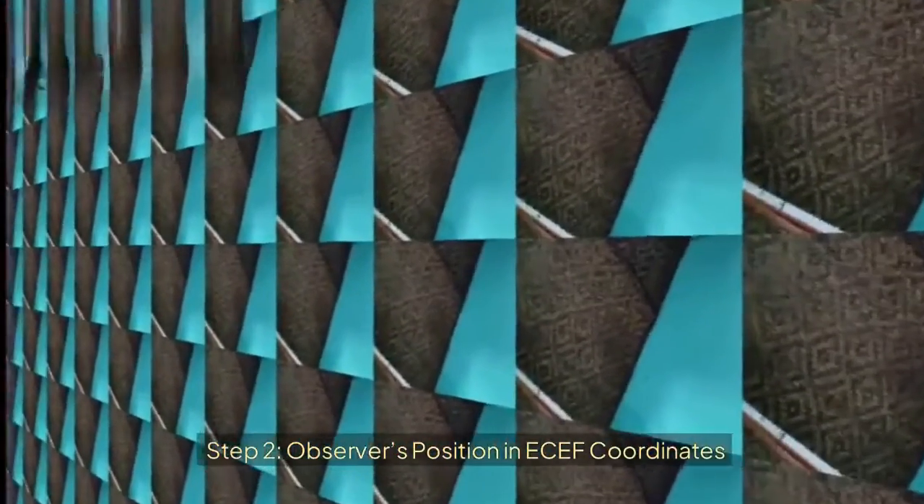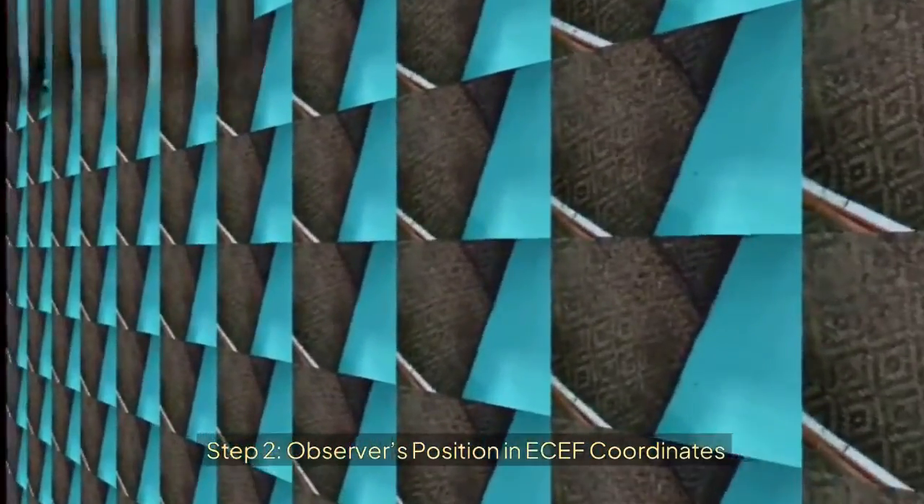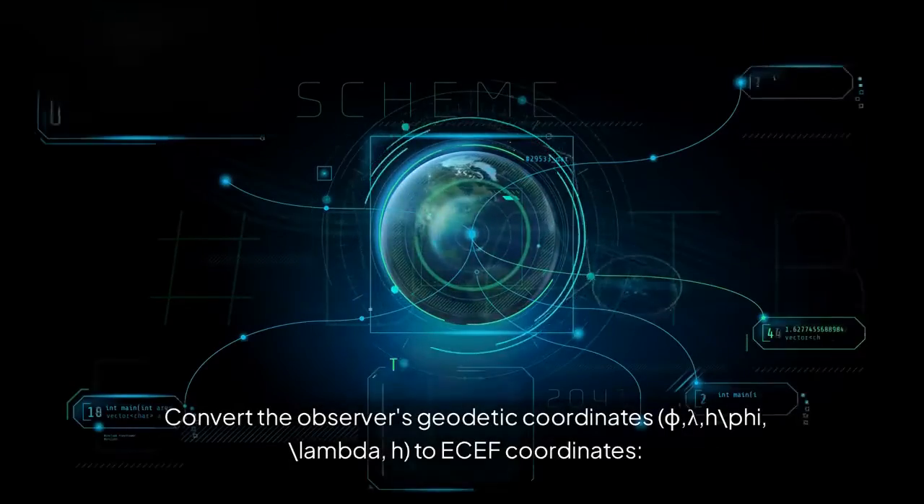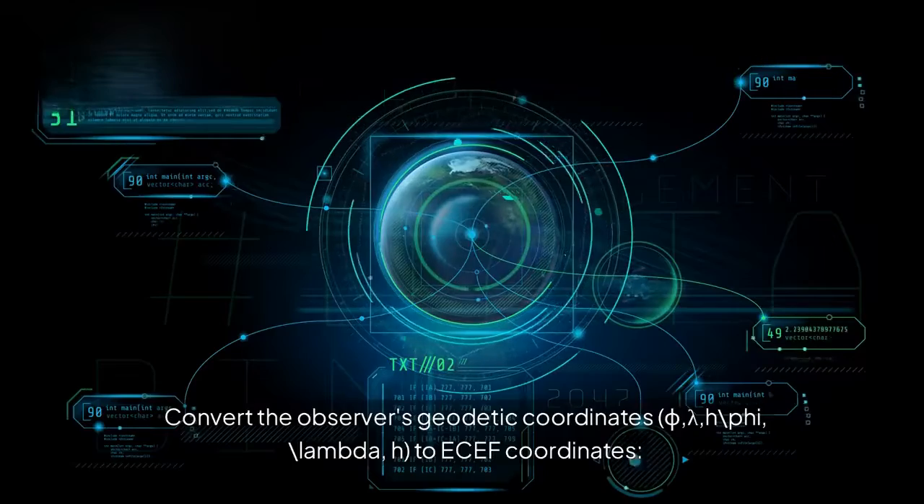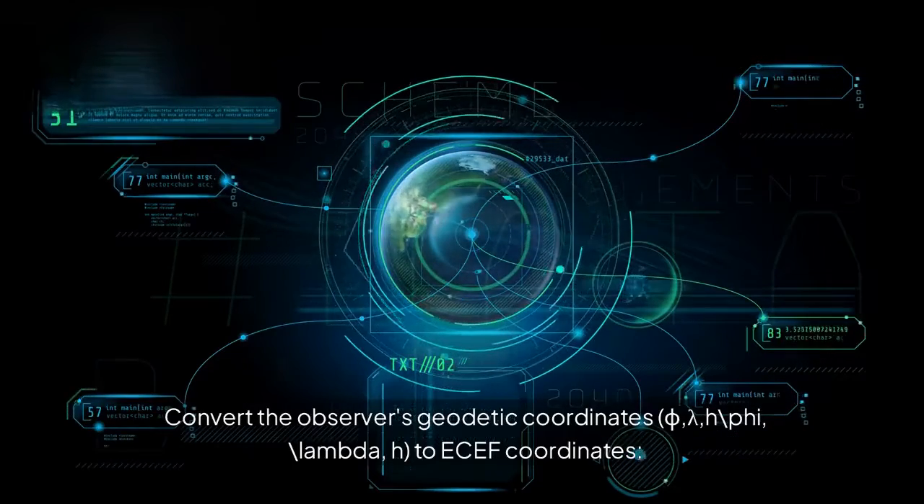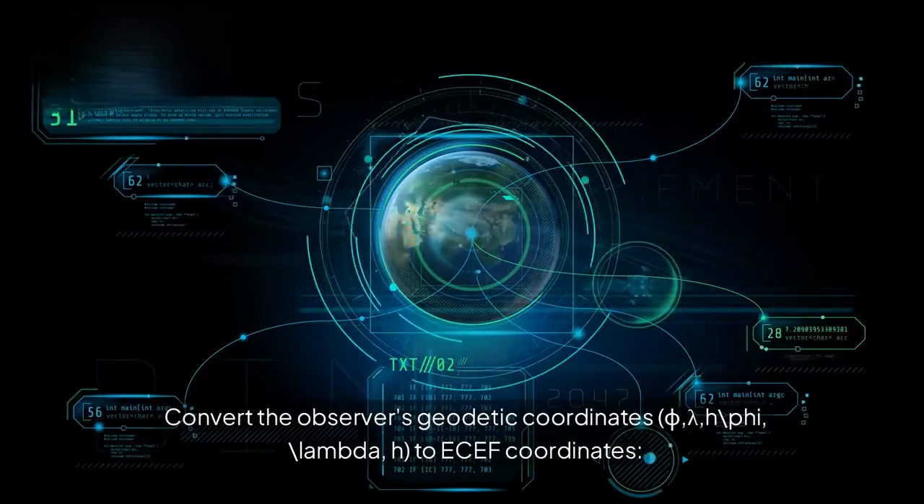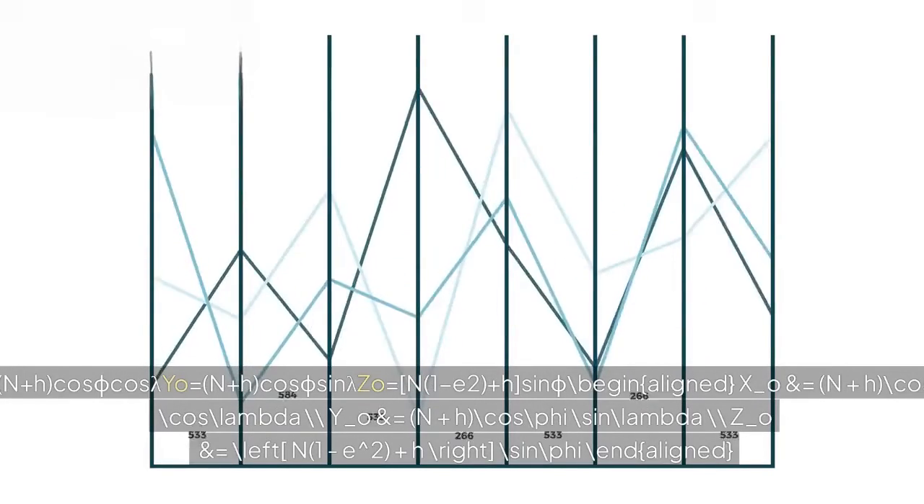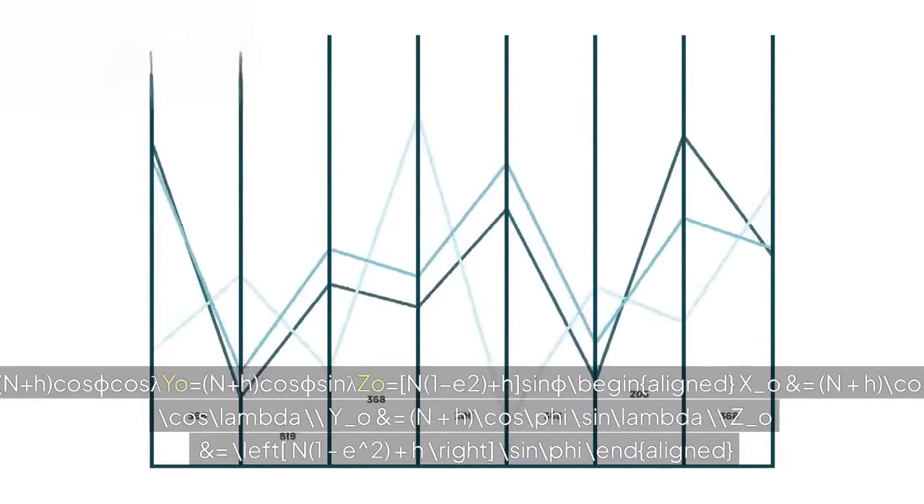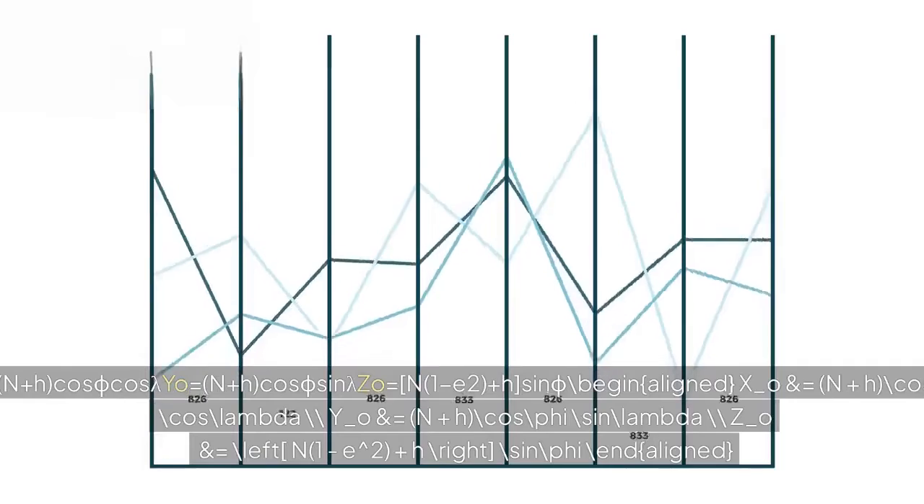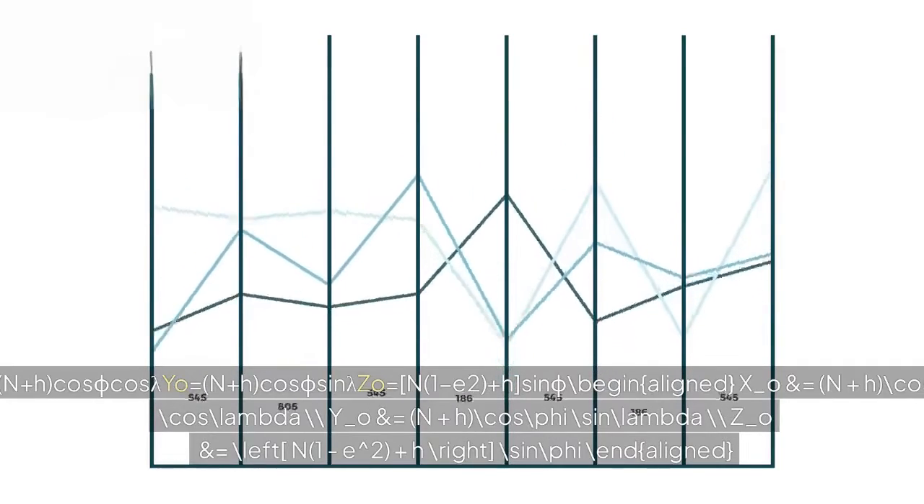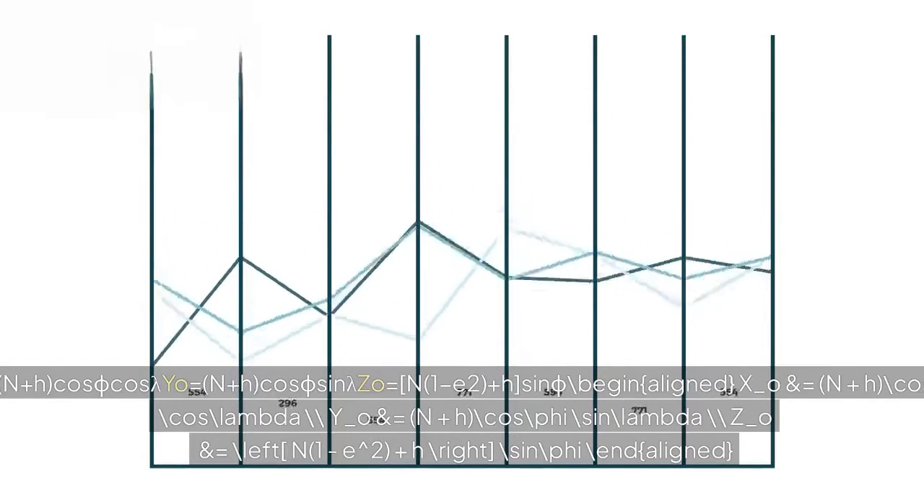Step 2. Observer's position in ECEF coordinates. Convert the observer's geodetic coordinates, phi, lambda, h, to ECEF coordinates. x_o equals (N plus h) cos phi cos lambda, y_o equals (N plus h) cos phi sin lambda, z_o equals (N(1 minus e squared) plus h) sin phi.